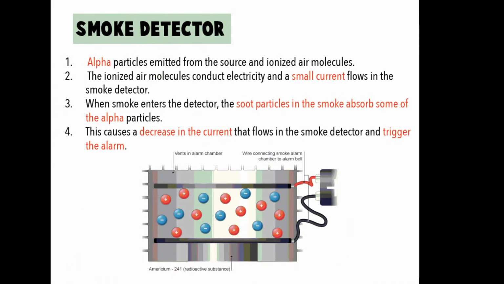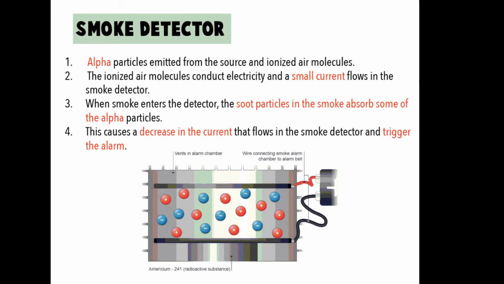Okay, let's see this part. This one is an explanation. Alpha particles are emitted from the source and ionize the air molecules. Then the ionized molecules conduct electricity, so a small current flows through. When the smoke just comes out, the soot particles absorb the alpha particles. Now the current decreases, and then the detector will trigger the alarm.